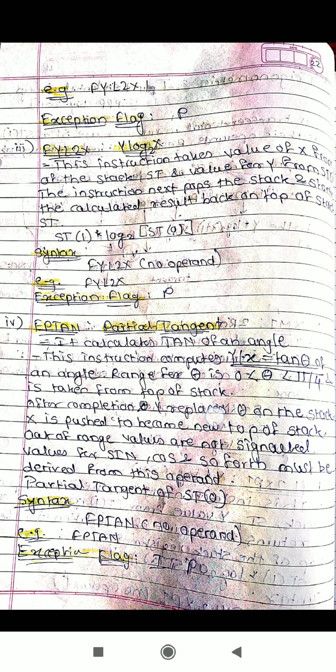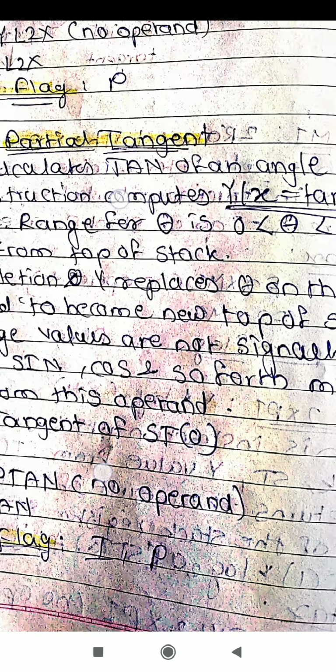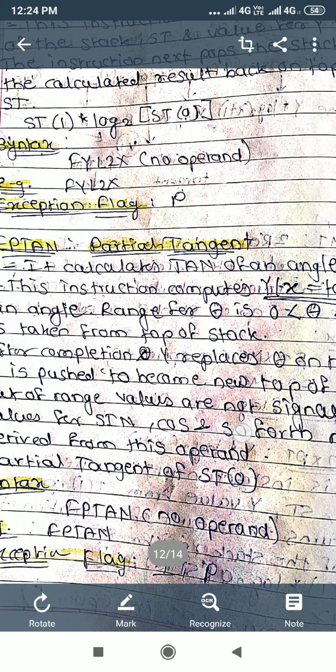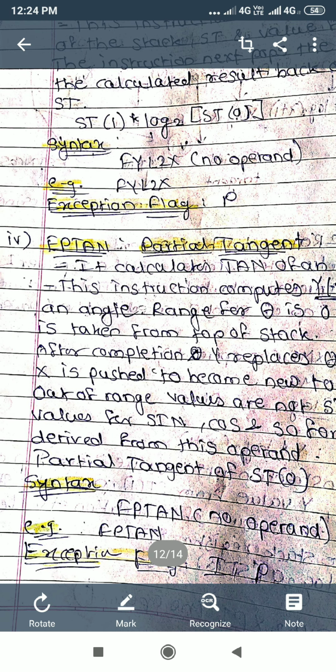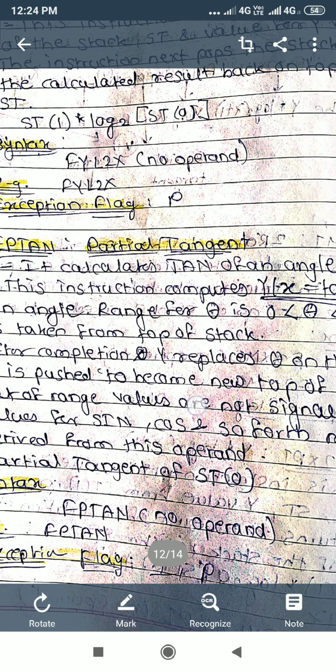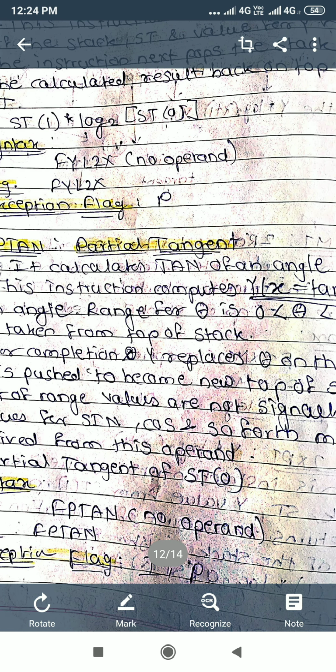Now the syntax for this FPTAN is given here. Simply FPTAN with no operand, and the example is like this: FPTAN. The exception flags generated for this instruction are the interrupt flag and the parity flag.